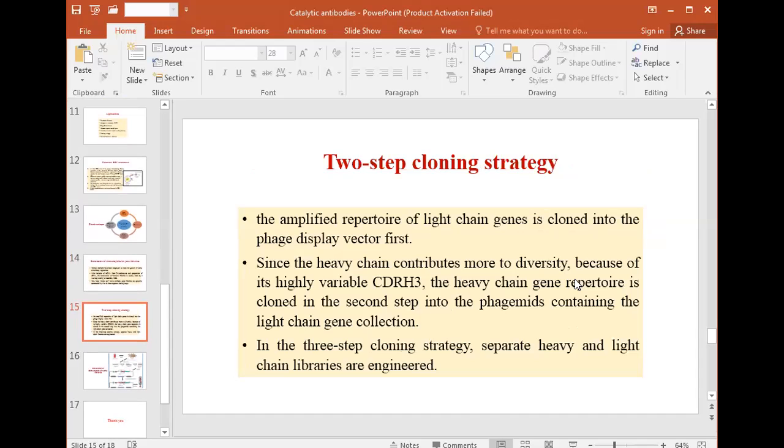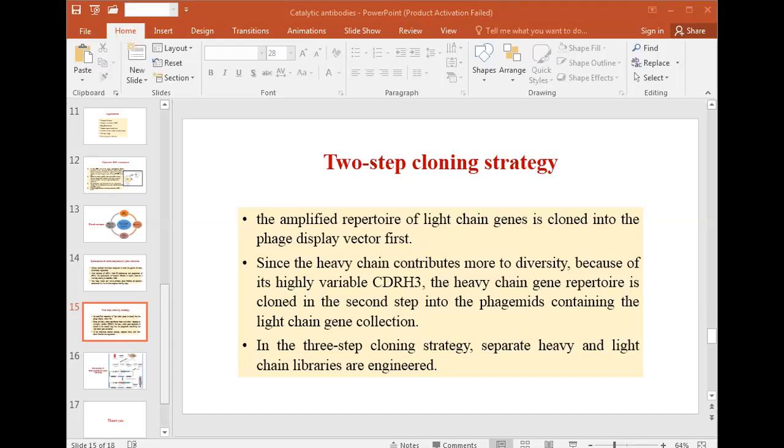So here in the two-step cloning strategy, the amplified collection of light chain genes is cloned into the first display vector. First we are cloning it, and since the heavy chain contributes more to diversity because of its highly variable CDRH3, the heavy chain gene collection is cloned in the second step into the plasmids containing the light chain gene collection. In the three-step cloning strategy, separate heavy and light chain libraries are engineered.